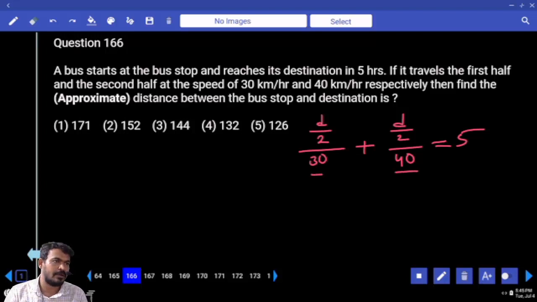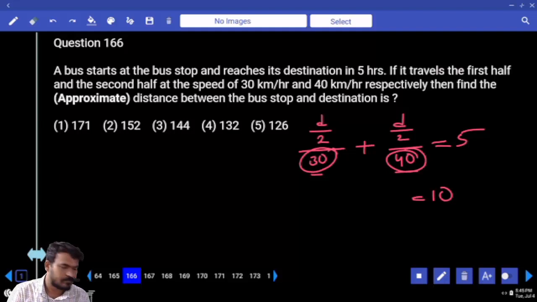Left hand side denominator 2 will become, on the right hand side, multiplied by 2. 5 into 2 is how much? 10. What is the LCM of 30 and 40? 120. 30 how many times? 4 times. 40, 3 times. 4 plus 3 is 7. 70 by 120.